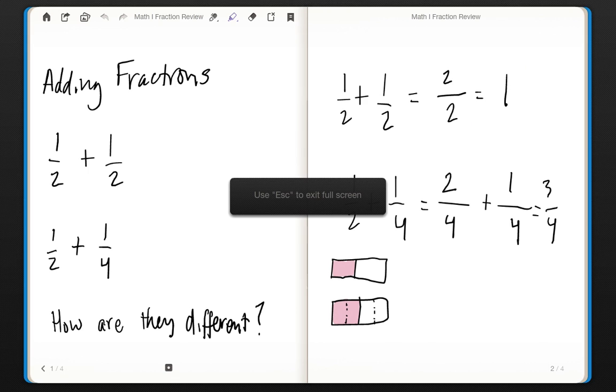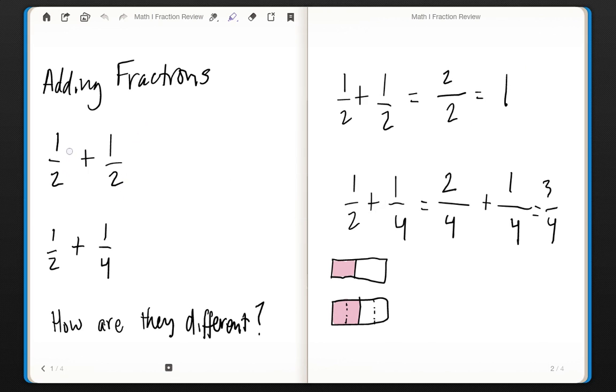So when you're adding fractions, if you have a fraction like 1/2 plus 1/2, you could also have a different situation like 1/2 plus 1/4. So the question here is, how are these two things different? If you look at the number on the bottom, this is what tells us what we need to do. So these two have the same number on the bottom. These two have different numbers.